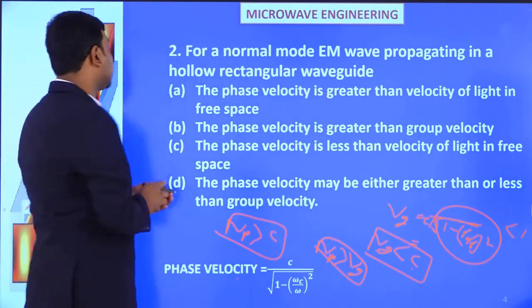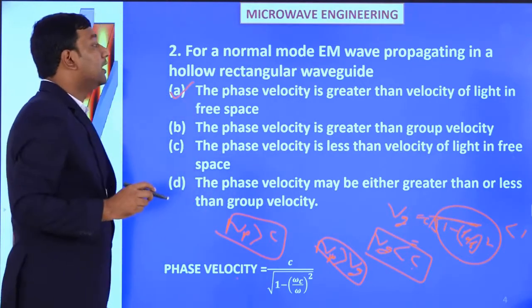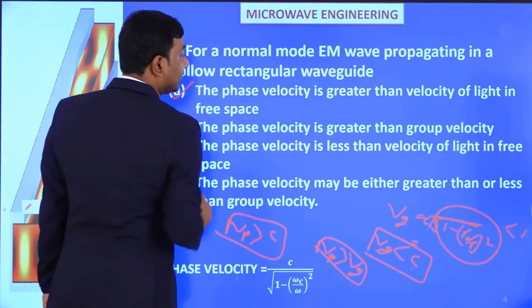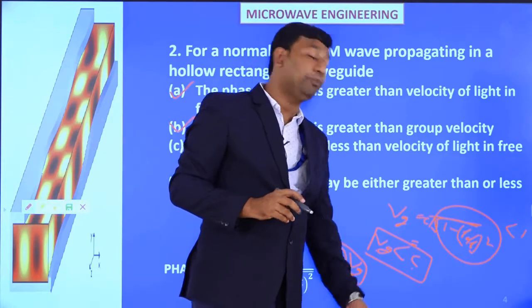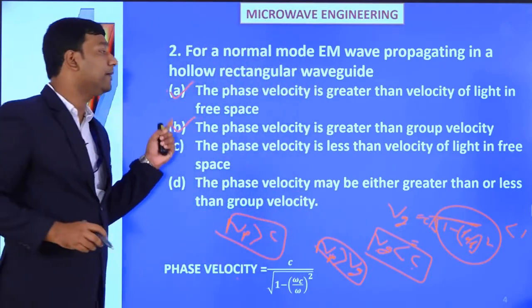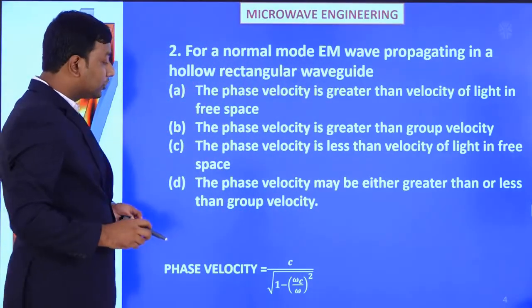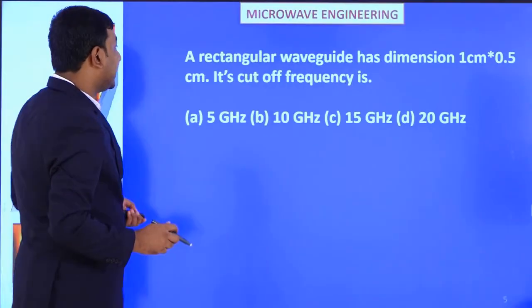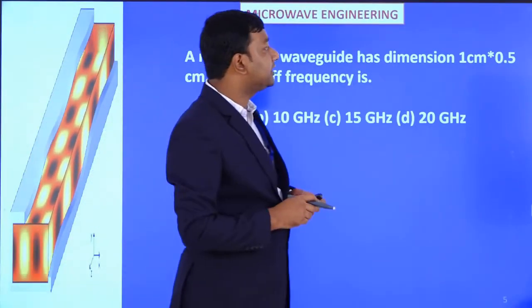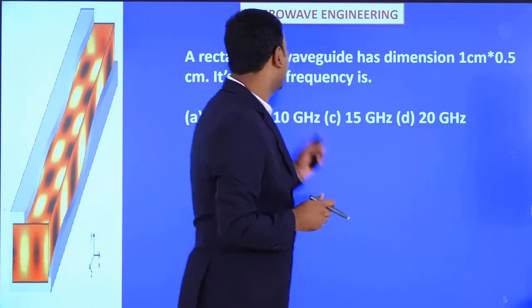Okay. So our first point, the phase velocity is greater than the velocity of light in free space. Another one, the phase velocity is always greater than the group velocity. So the answer is A and B. Clear? Now we will move to the next part. A rectangular waveguide has dimensions 1 centimeter and 0.5 centimeter.